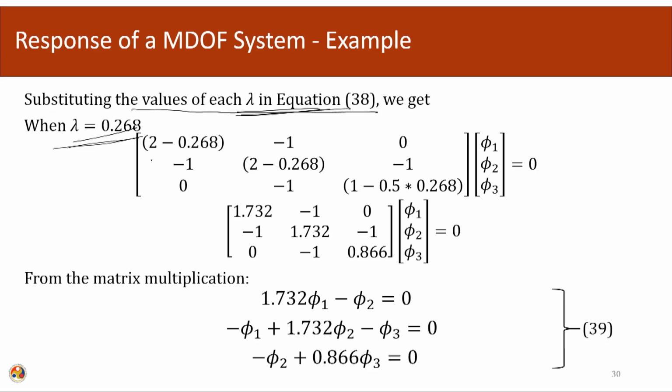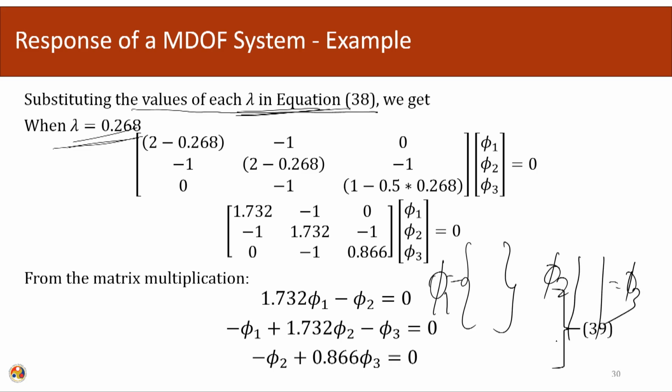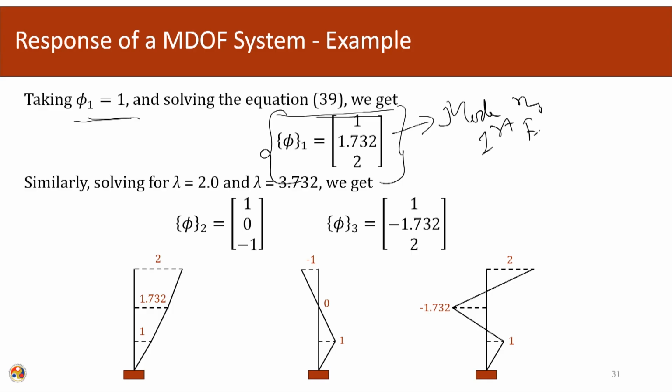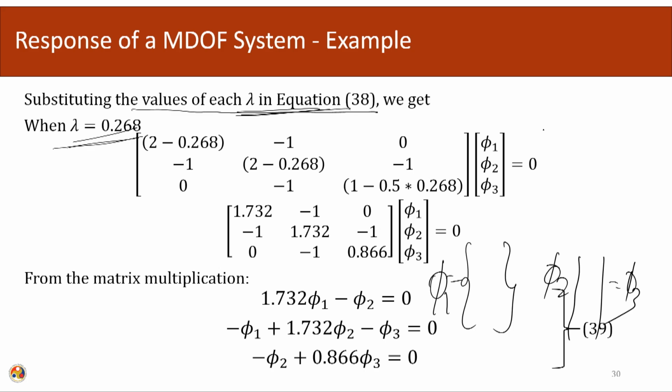Basically what we are doing is putting back the values of the different frequencies, and for the different frequencies we are trying to calculate the particular mode shape corresponding to the first frequency, the second frequency, and the third frequency. So, taking phi equals 1 and solving equation 3.9, we get the value of the mode shape. This is the mode shape corresponding to the first frequency, and then we repeat the same thing.